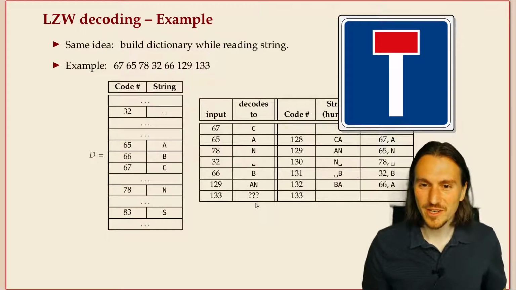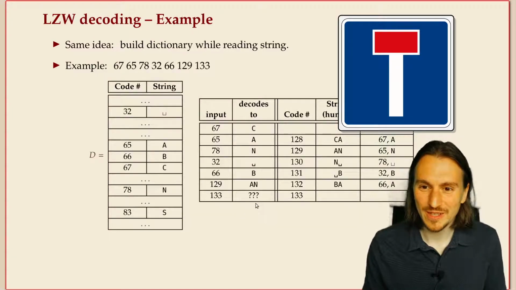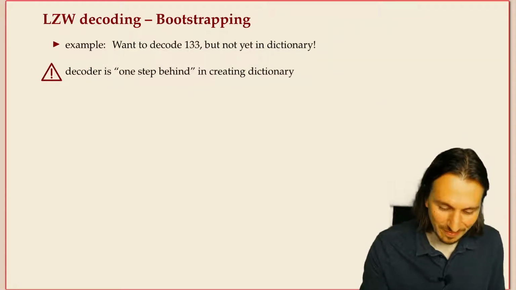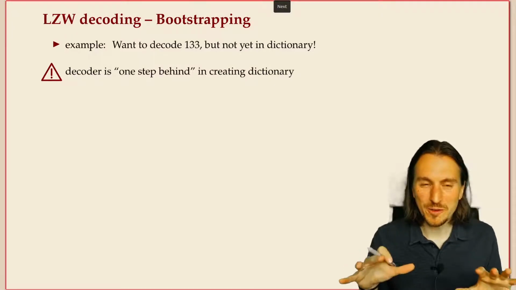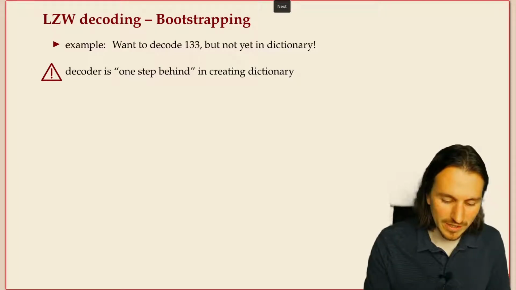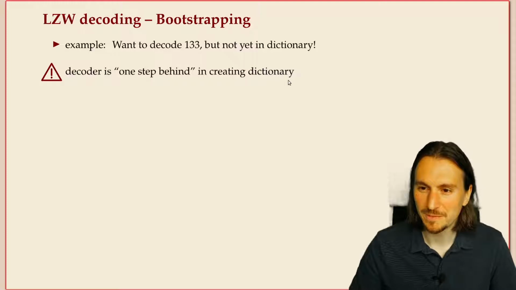So that's a tricky situation that arises in Lempel-Ziv-Welch encoding. But fortunately, by looking very closely at this specific situation, we can actually resolve it. Let's zoom out a bit and see what happened. The reason why we ran into this problem is that the decoder is one step behind.